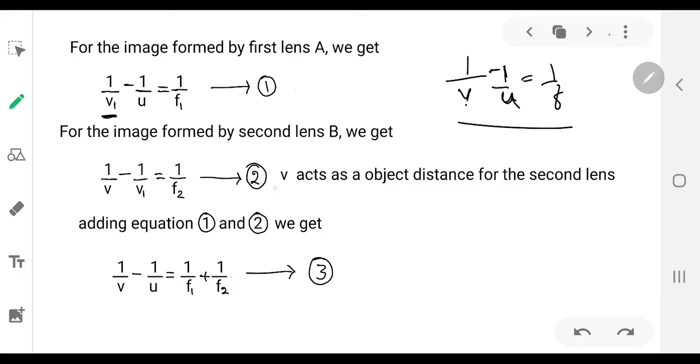When you combine both the equations, you are going to get 1/v minus 1/u is equal to 1/f1 plus 1/f2. Let this be equation 3.